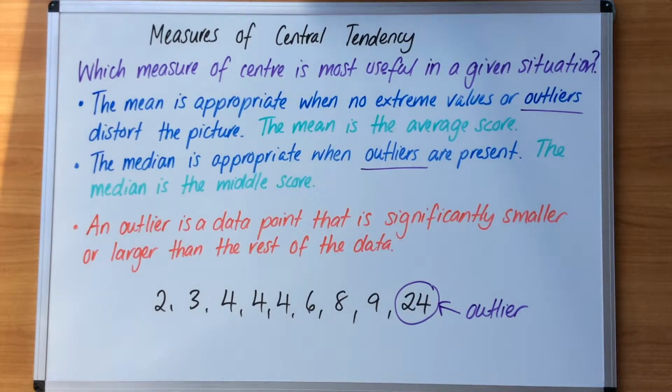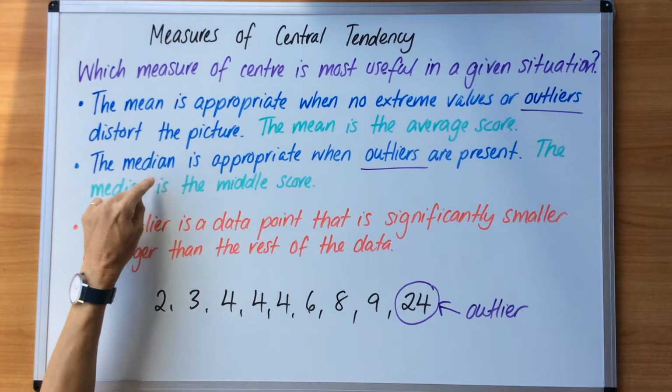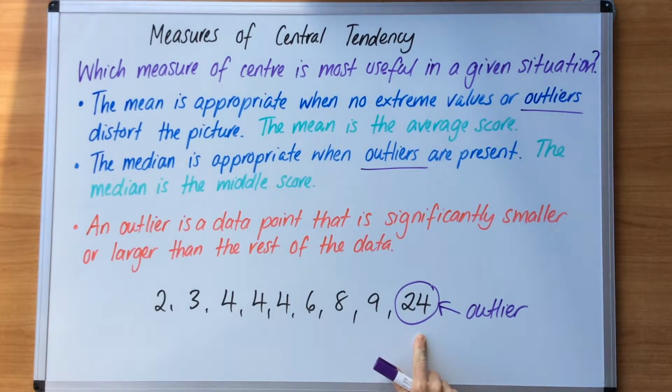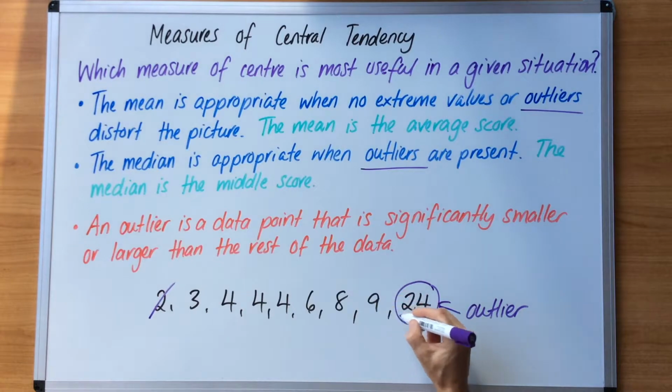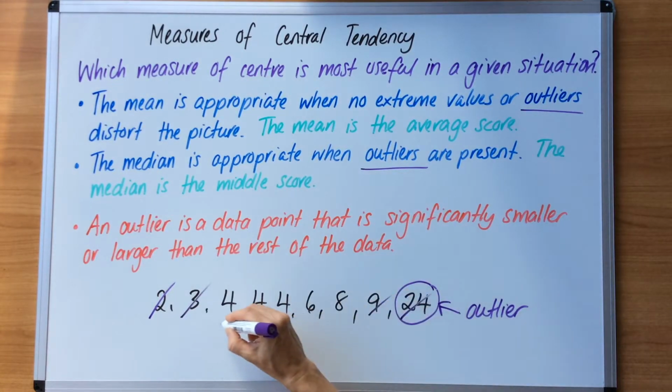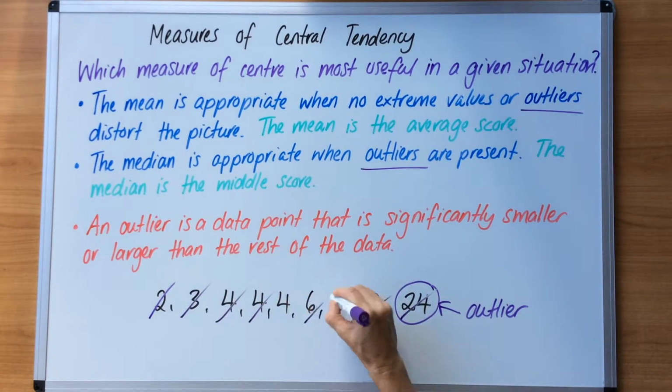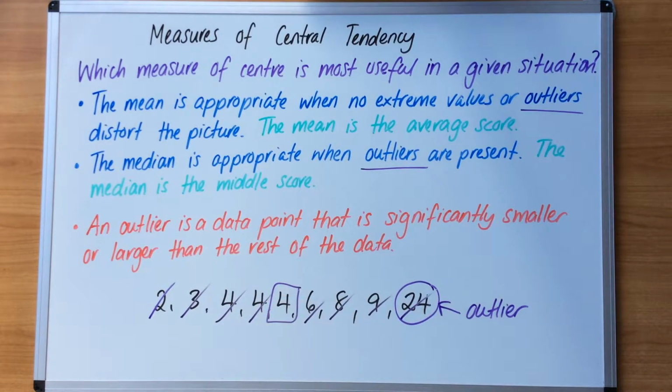So if we're going to pick which is the best representation of the data, is it the mean or the median? If we average out these to get the mean, this number 24 is really going to throw the data. So it's much better to choose the median when the outlier is present. So what we do to get the median is the middle score. We just strike off at both ends and come to the middle score, which is 4. 4 is a much better representation than the average of these numbers.